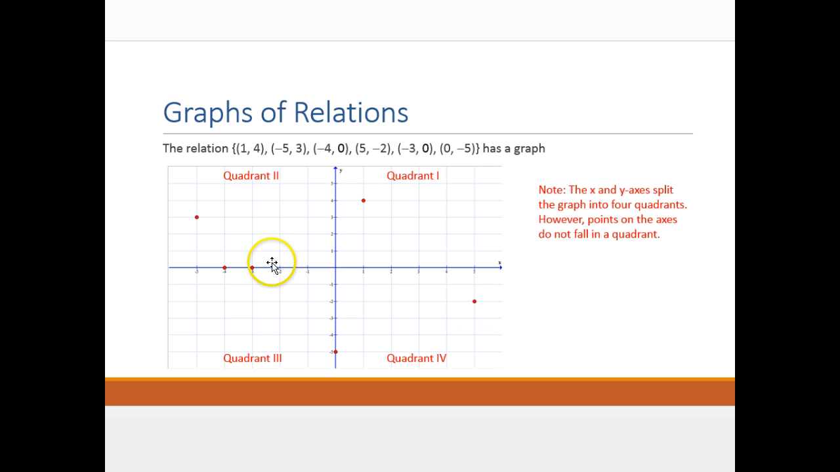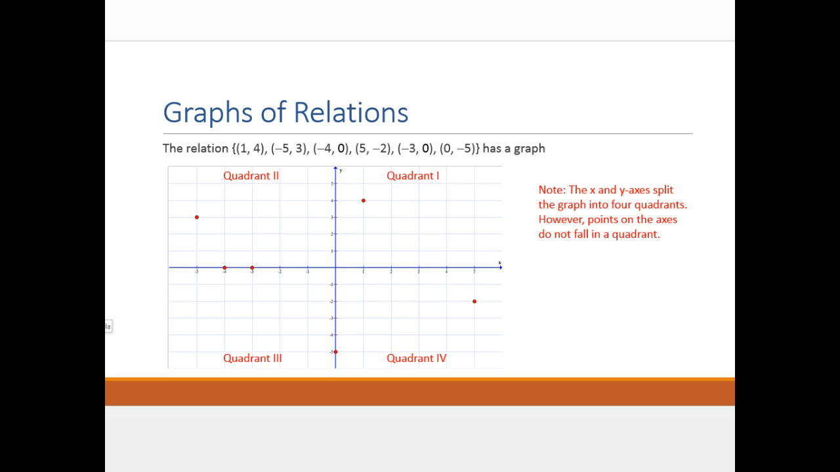This is my x-axis running horizontally, my y-axis running vertically, and these x and y-axis split this graph into quadrants. We start in the upper right with quadrant 1, quadrant 2, quadrant 3, and quadrant 4. We'll use more of this later, but just to kind of detail it now. Please note that anything that falls on the axes is not considered part of a quadrant. Your axes are your boundaries and are actually not part of the quadrant.